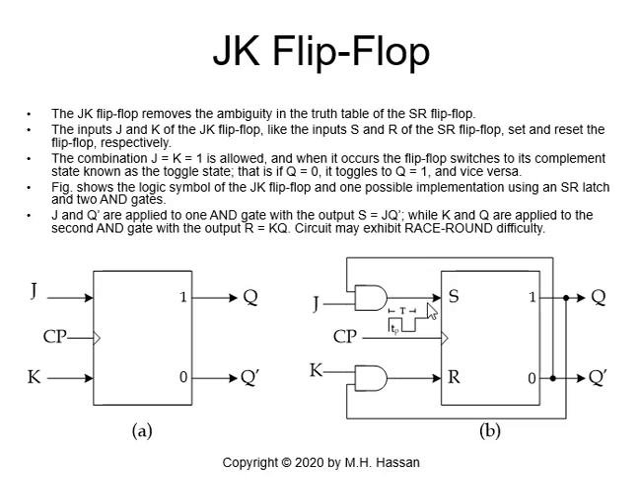And I will show you the implementation of the JK flip-flop using an SR latch or SR flip-flop. The figure shows the implementation using an SR latch and 2 AND gates. J and Q prime are applied to one AND gate, with the output S = JQ prime, while K and Q are applied to the second AND gate with the output R = KQ. So, a simple implementation for the JK flip-flop. This implementation will prevent S = R = 1, as we will see shortly.